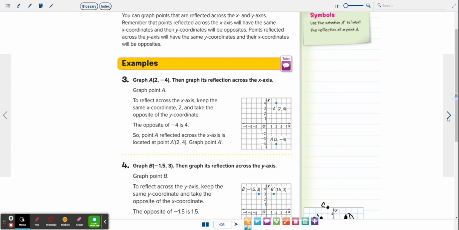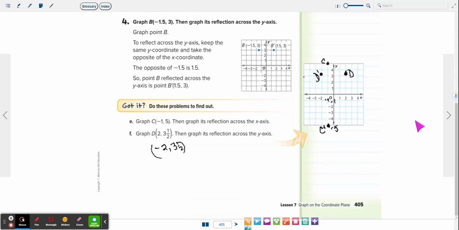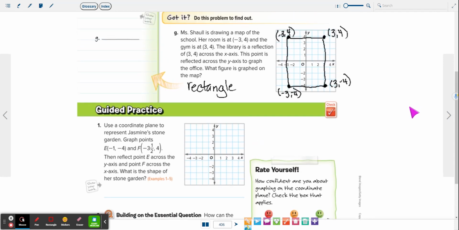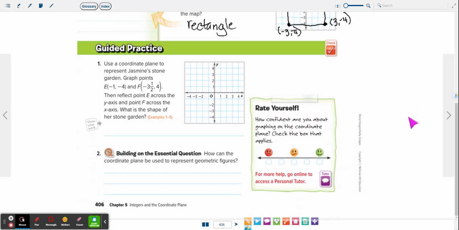We're going to go to the guided practice, which is on page 406. And we're going to work through some of these problems. Again, I want to remind you that X is first and then Y. X is horizontal, left to right. Y is up and down. Okay. Now, let's do the guided practice.